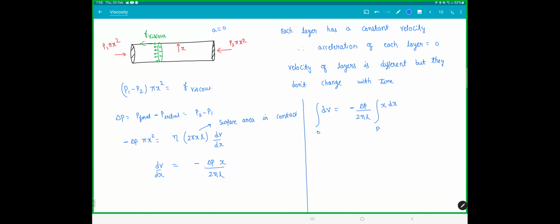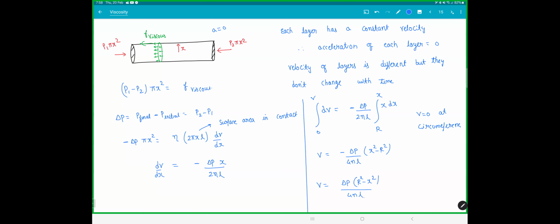At x is equal to r, v is zero. So be careful with the limits. Isn't it? Velocity at the circumference is zero, not at the center. So limits will go from r to x. So this will be v is equal to minus delta p by 4 eta l, x square minus r square. So we get velocity as delta p, r square minus x square, by 4 eta l.